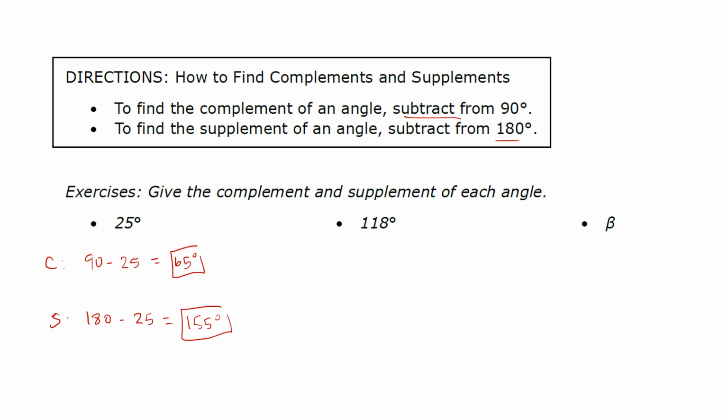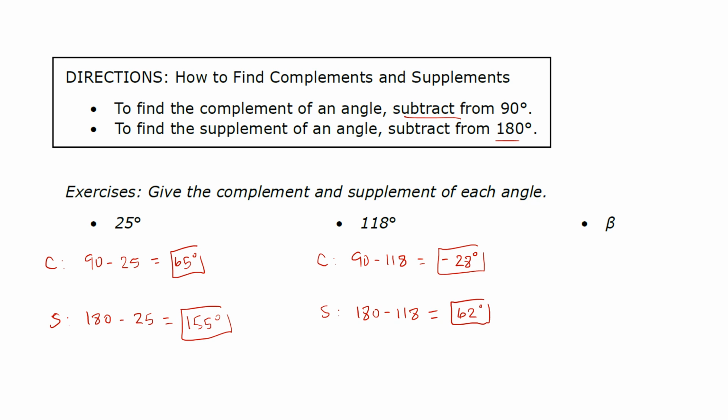Now let's look at the next angle, 118 degrees. To find the complement, we will subtract from 90. So this is the complement. 90 minus 118 is negative 28 degrees. Then the supplement, we would subtract from 180 degrees, and we will get 62 degrees.